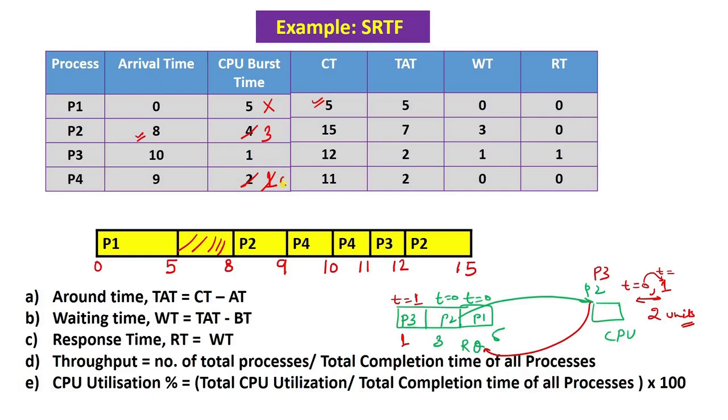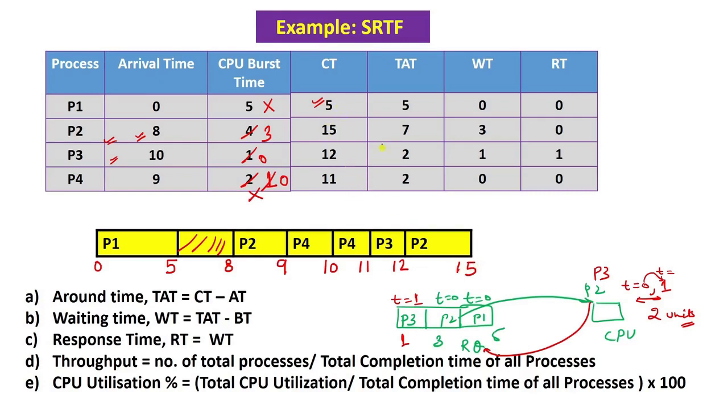So now P4 is over and now P4 will go outside our consideration. Okay, now at 11 how many processes are left? We can see P2 and P3 are there. So out of 3 and 1, which is smaller, this CPU burst is smaller. Okay, so P3 will run for 1 unit and after that it will be over. Okay, and at last we are left with P2, so it will run for 3 units. So at 15 all the processes are completed.